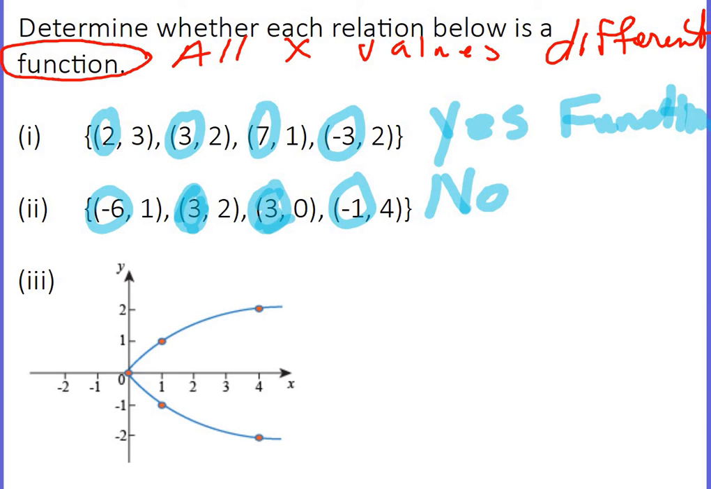And then finally, if you have a graph, you draw a vertical line straight from the top to the bottom. And if it touches that graph at more than one point, then no, it is not a function. All right, so let's look at the next one. Okay, that's the end of this video, and we'll make the next one.